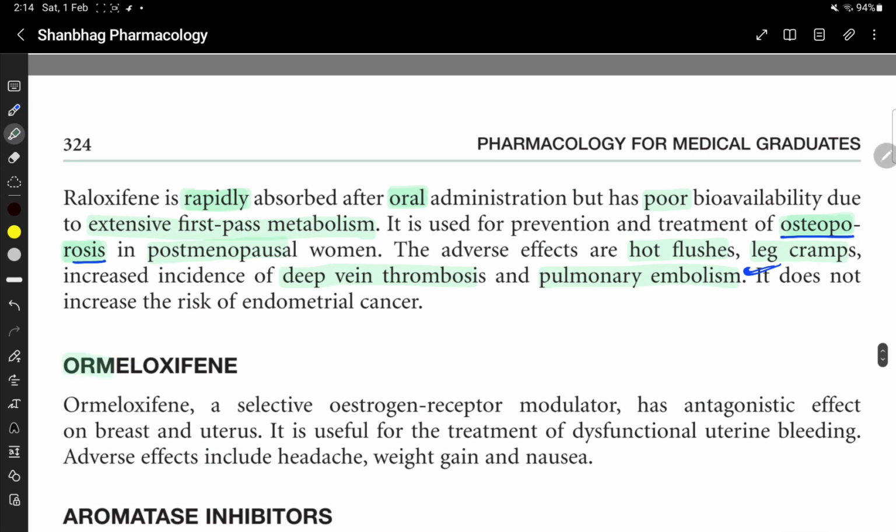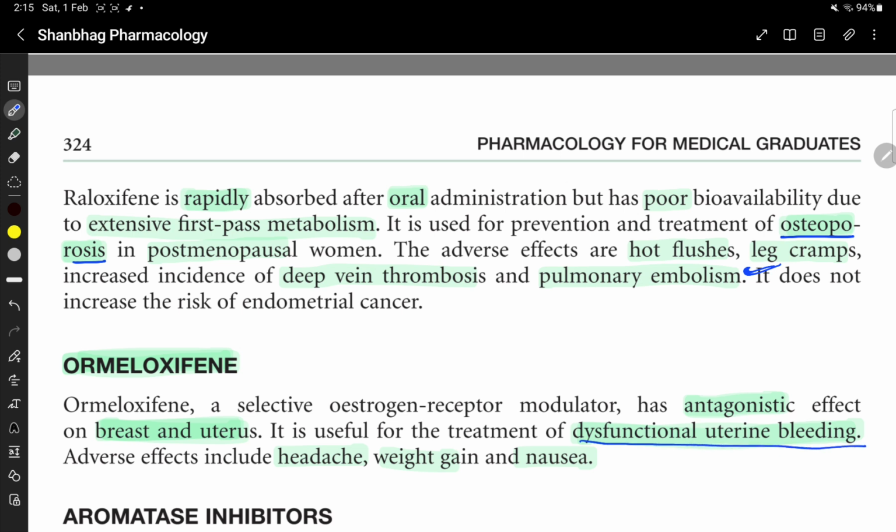Last is ormeloxifene. Ormeloxifene, a selective estrogen receptor modulator, has antagonistic effect on breast and uterus. It is used for the treatment of dysfunctional uterine bleeding. Adverse effects: headache, weight gain and nausea. It is used for dysfunctional uterine bleeding.